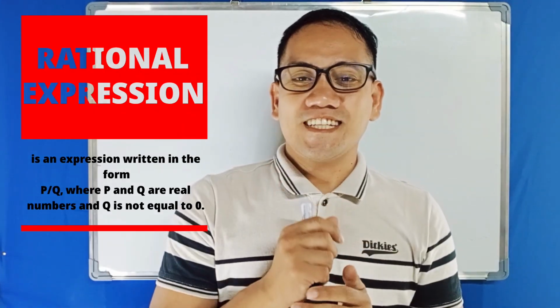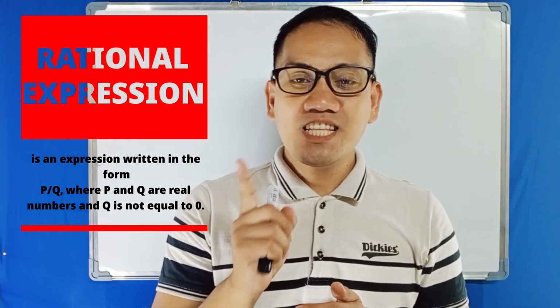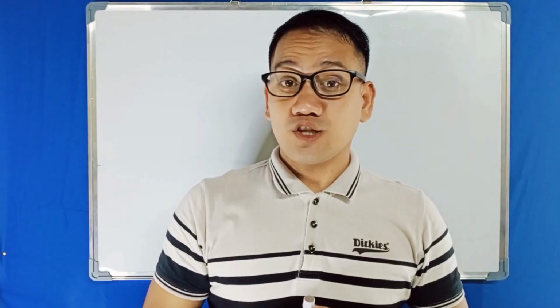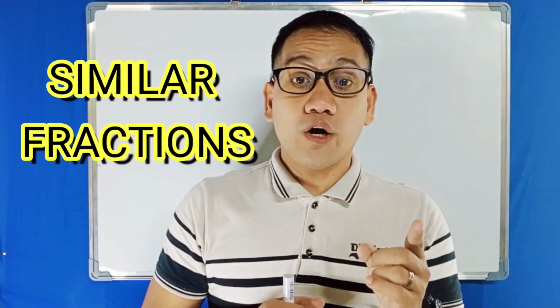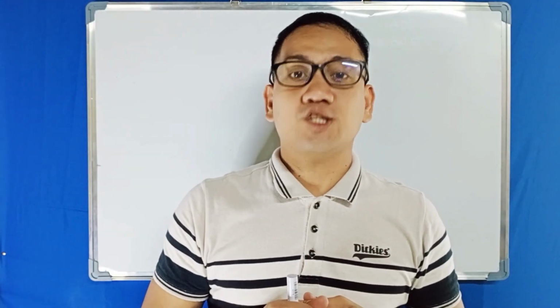First, let's define rational expression. It is an expression written in the form P over Q, where P and Q are real numbers and Q is not equal to 0. If we still recall, in adding or subtracting fractions, we can only add or subtract them if they are similar fractions, or fractions containing a common denominator. This mathematical concept can also be applied in adding or subtracting our rational algebraic expressions.